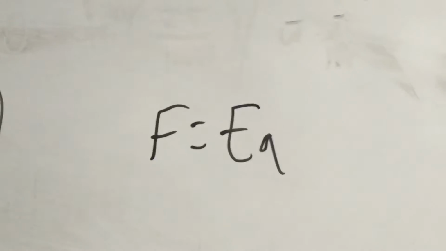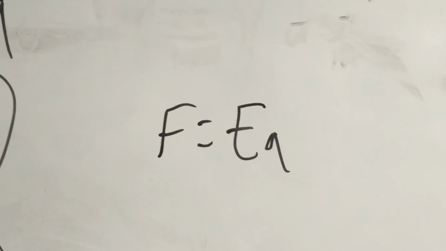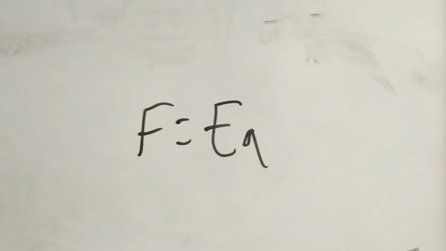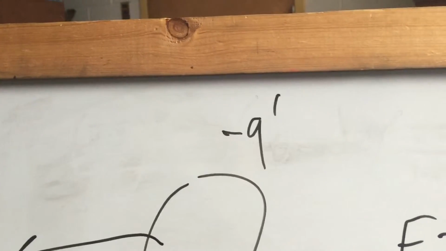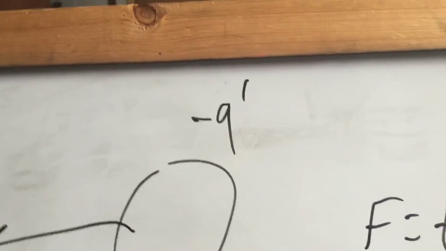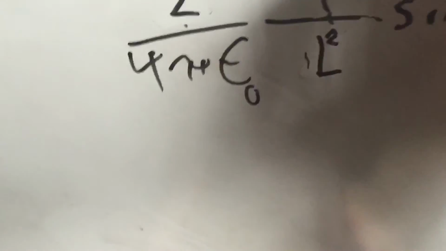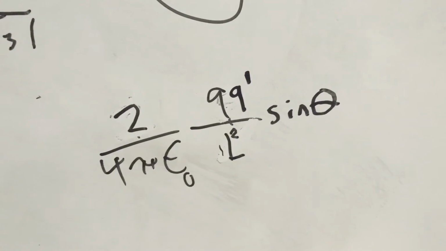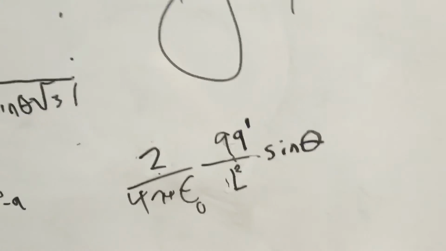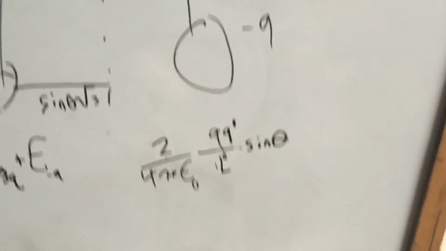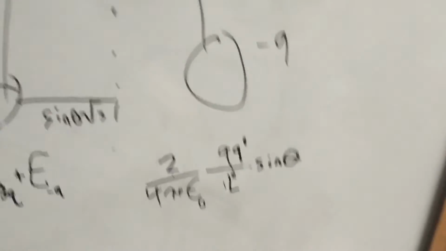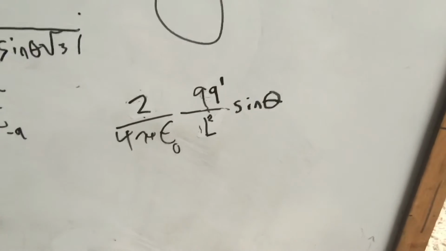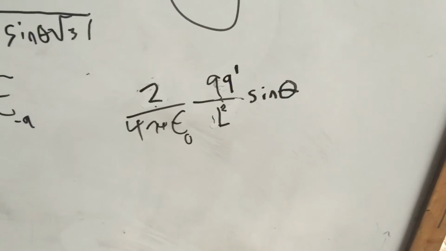At that point, we have this equation: force equals electric field times the charge at the point. Charge at the point is negative q prime. Since we're looking for magnitude, the negative doesn't matter. This just becomes q prime. It is important to note that you must put q prime there. If you accidentally mix it up and put q squared because you glanced at it too quickly, you will receive no credit for the problem and lose the full 15 points.